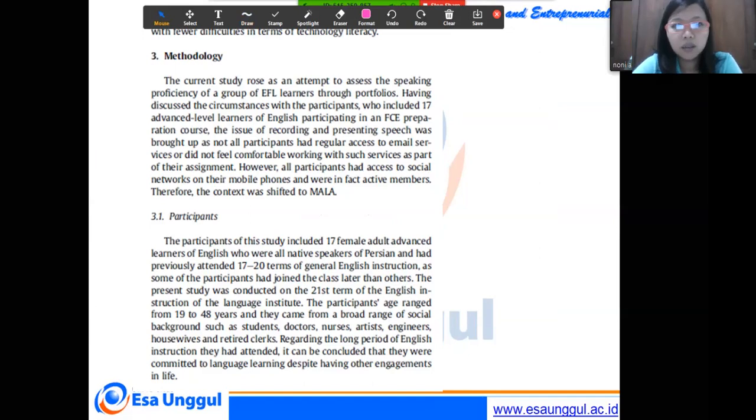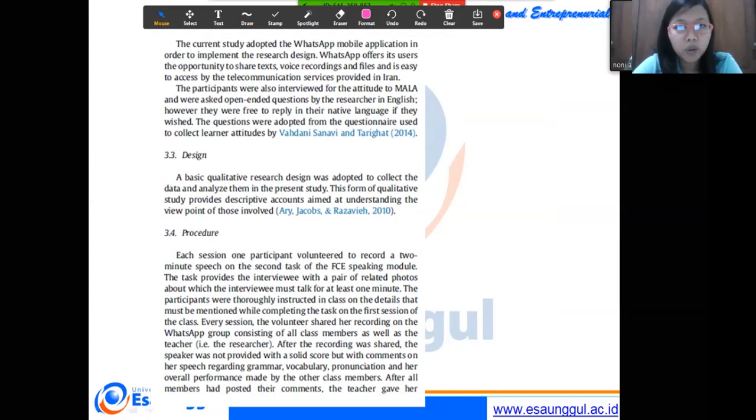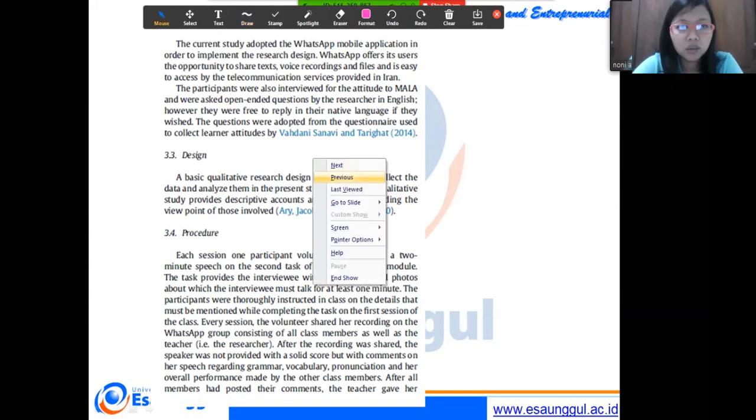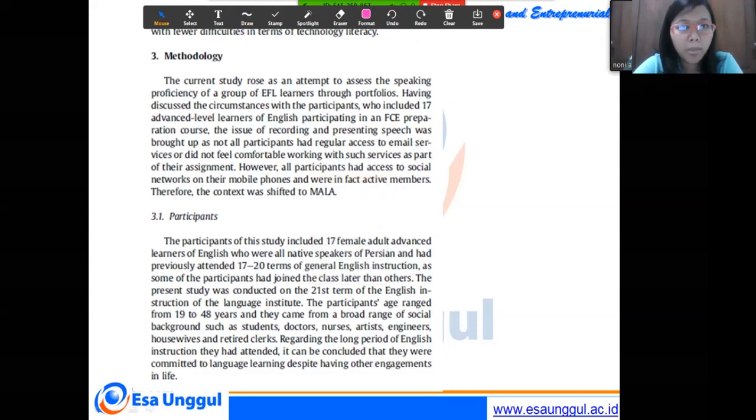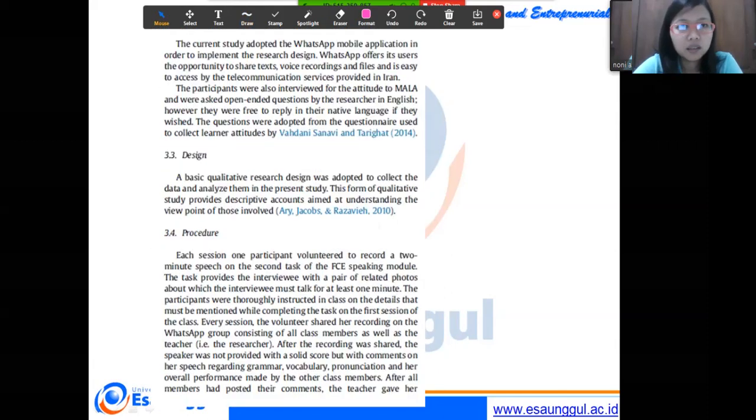What kind of approach is employed for the research? This research employs the qualitative research approach. Okay, and then how is the data collection? The data collection we can find here. Okay, this is how to collect the data.